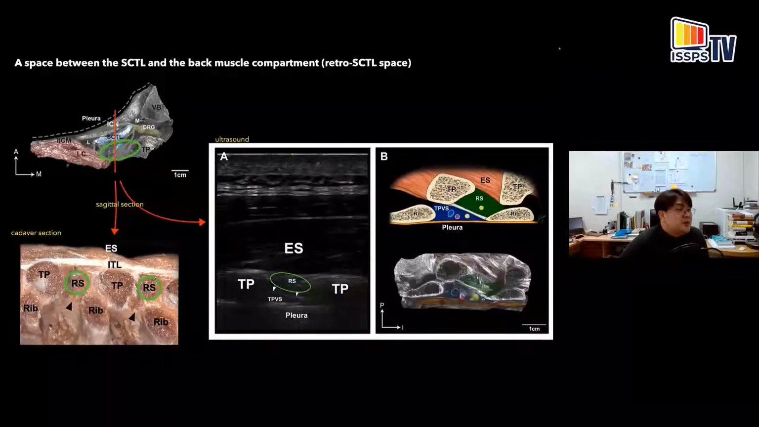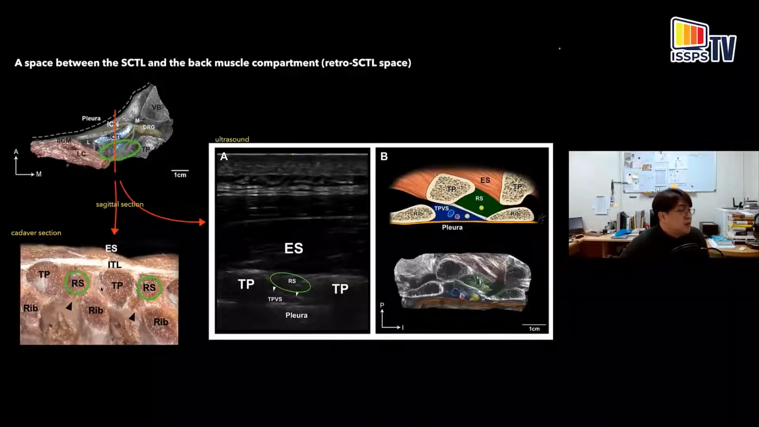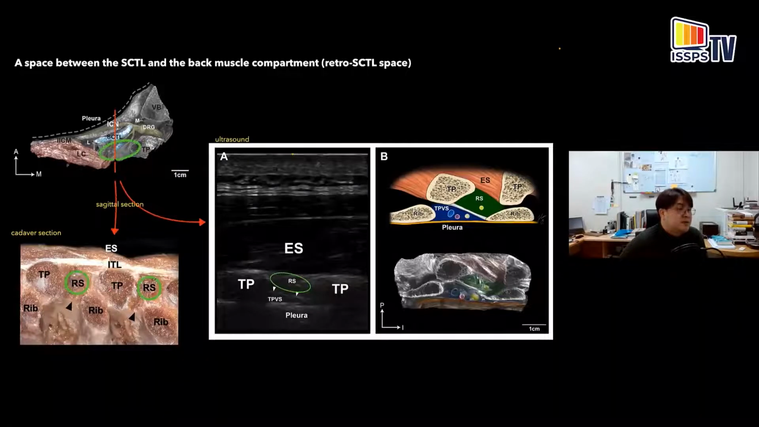In summary, we observed a potential spreading space between the SCTL and the back muscle compartment. Here, we termed it the retro SCTL space. The retro SCTL space was consistently observed in the micro CT and ultrasound imaging here, and in this sectioned specimen here.